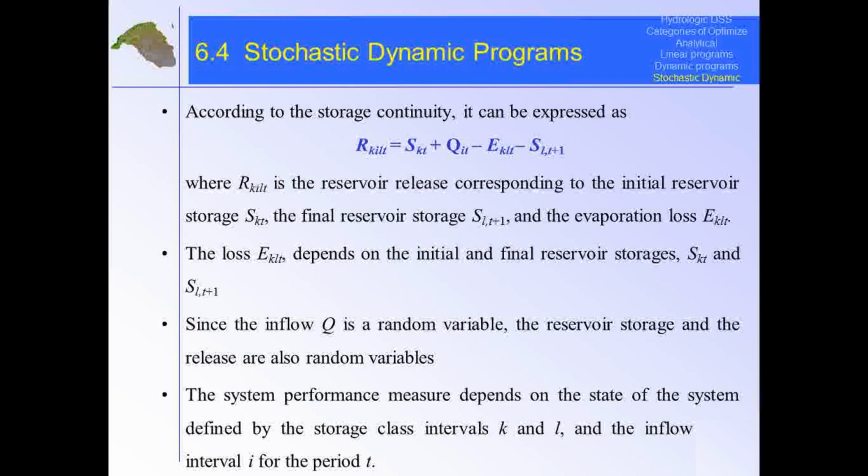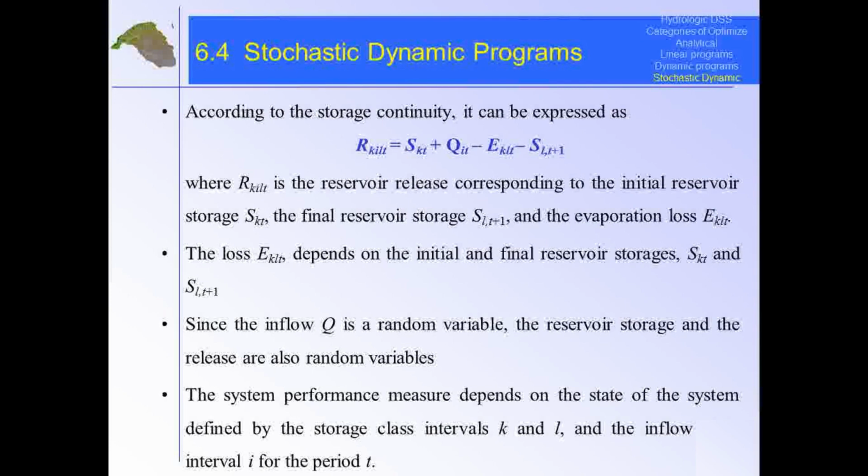The release is dependent on the storage state at time t and t plus 1 and inflow at time t. So this equation is basically derived from the continuity equation, where S_t+1 is equal to S_t plus Q_t minus evaporation minus release. Just rearranging to find the release out of this equation. The only thing added here is the states. So the reservoir release is dependent on the storage class intervals K and L and inflow class interval I for period t.